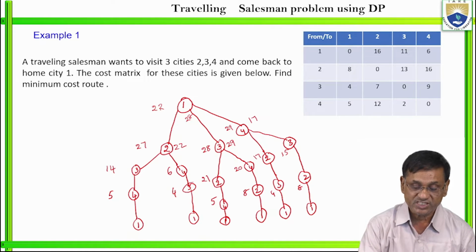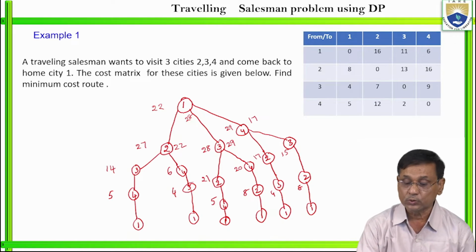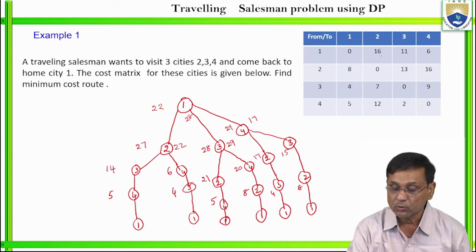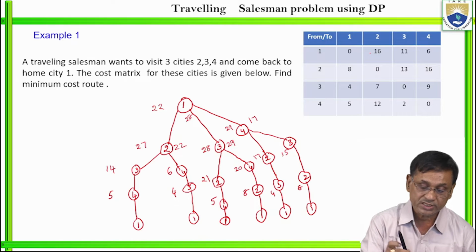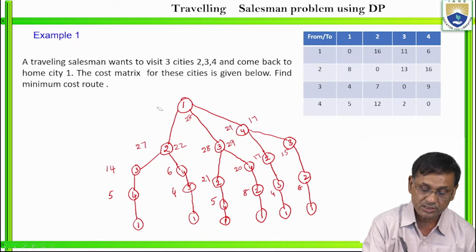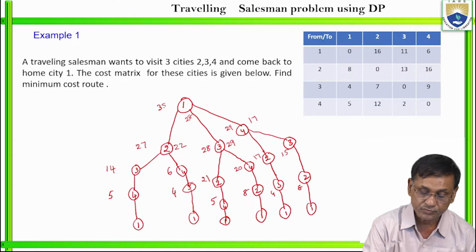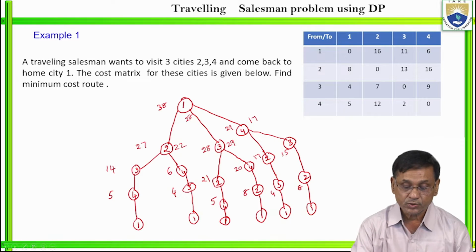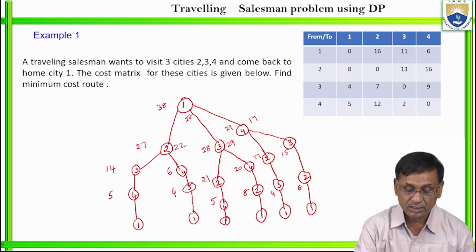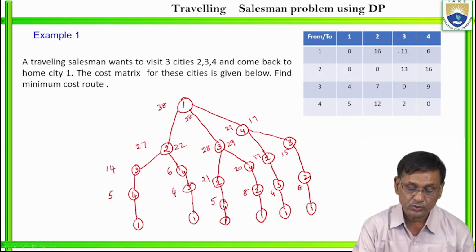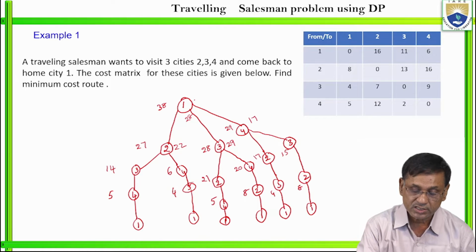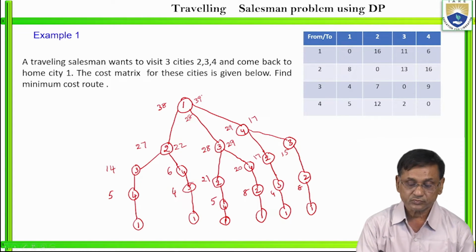Here, 22 is the minimum and 1 to 2. What is the cost corresponding to 1 to 2? 1 to 2 is 16. 16 plus 22 means 38. 38. So, if he selects the route 1 to 3, in that case, what is the cost? 1 to 3 is 11. So, the distance is 39.